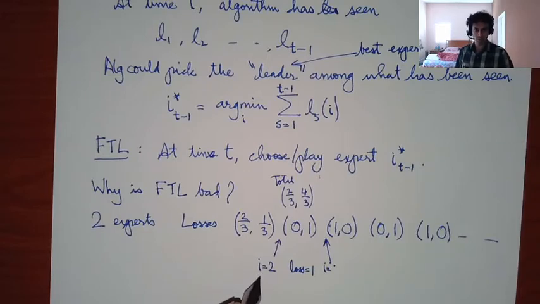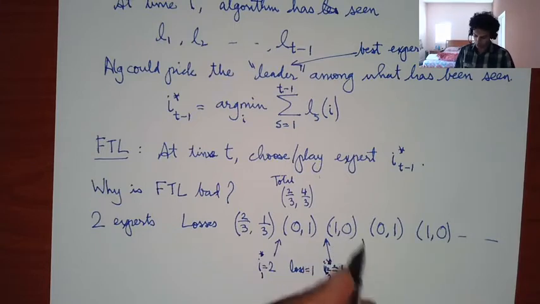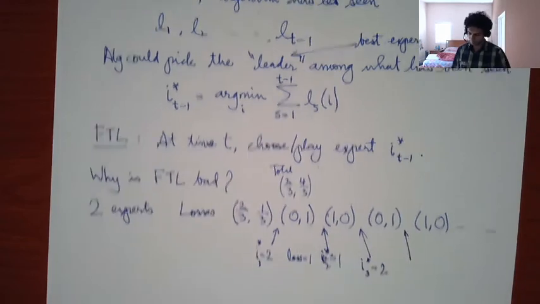I is the expert that's being played. Or maybe let me be more formal here. So I'll say I1 star is equal to 2. At this point, I2 star is equal to 1. Then it's going to have a loss of 1. Now once it goes here, it's going to say I3 star is actually 2, and then it's going to suffer the loss. So on and so forth.